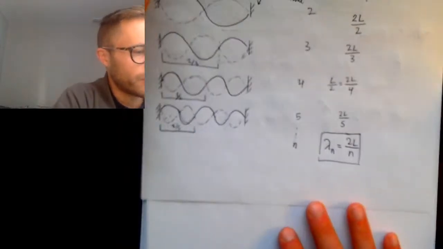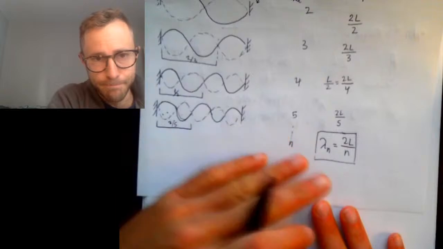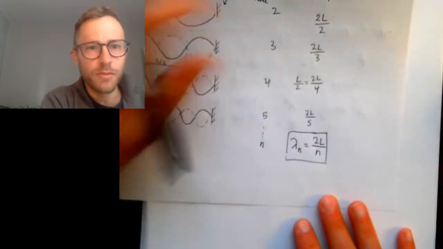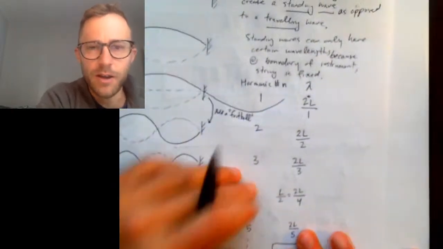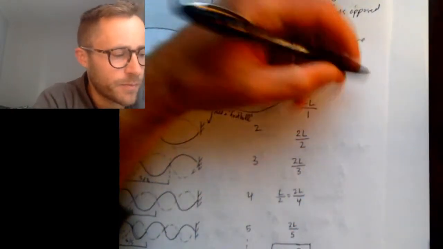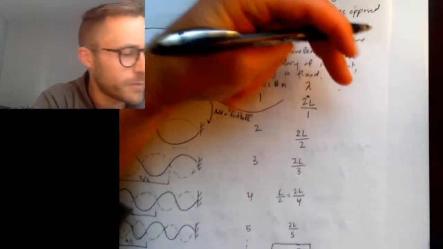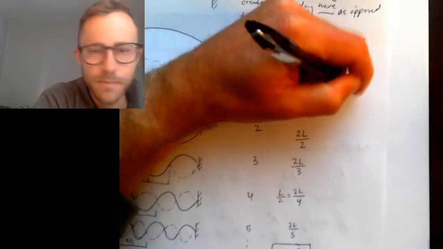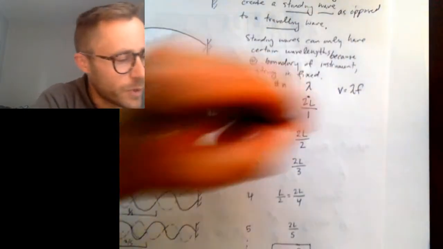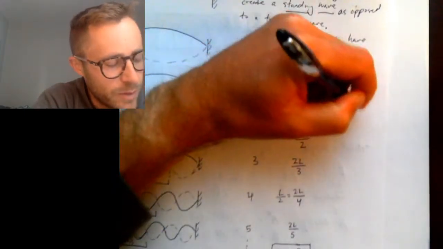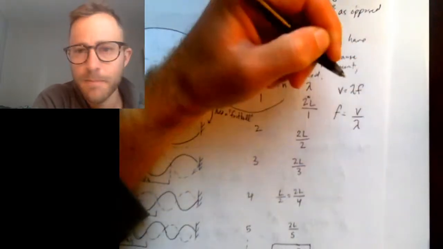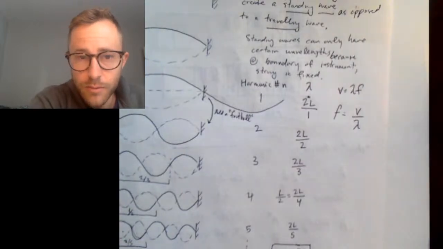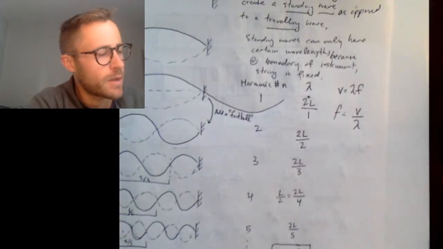So now let's talk about frequency. All right? So the formula for frequency: if I look at the equation v equals lambda f, I can solve for frequency. Frequency is v over lambda. Each harmonic has its own frequency, okay?